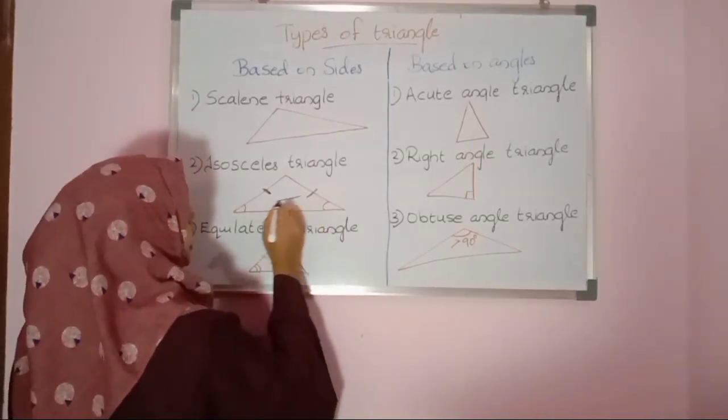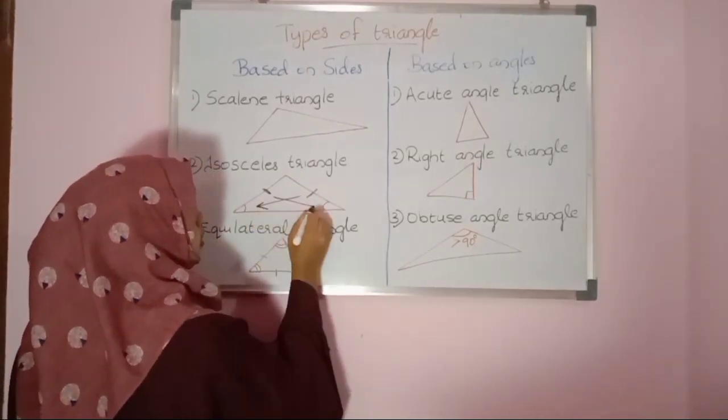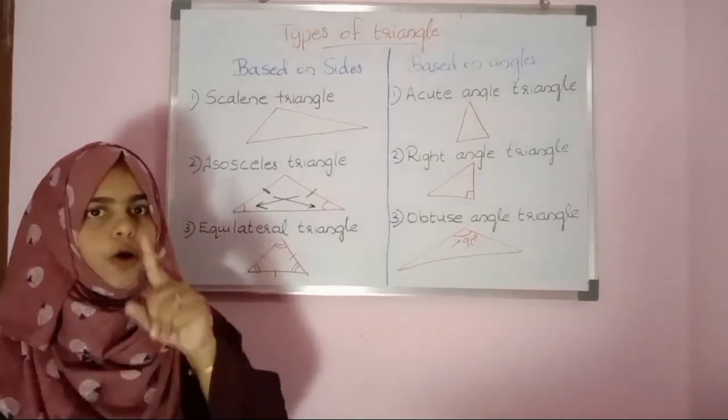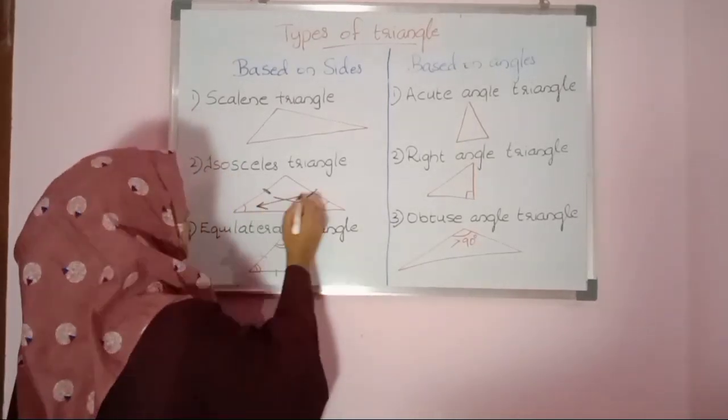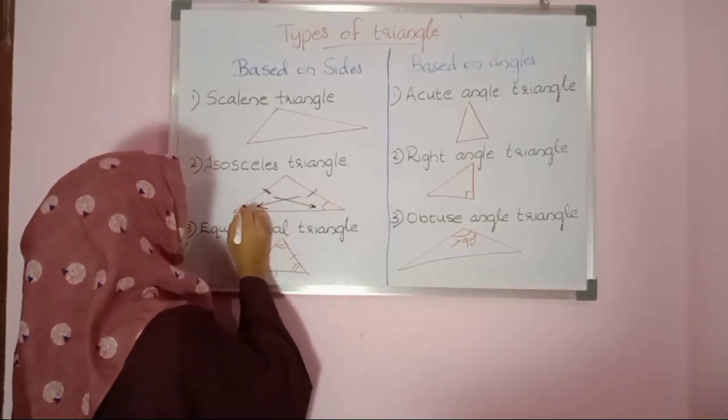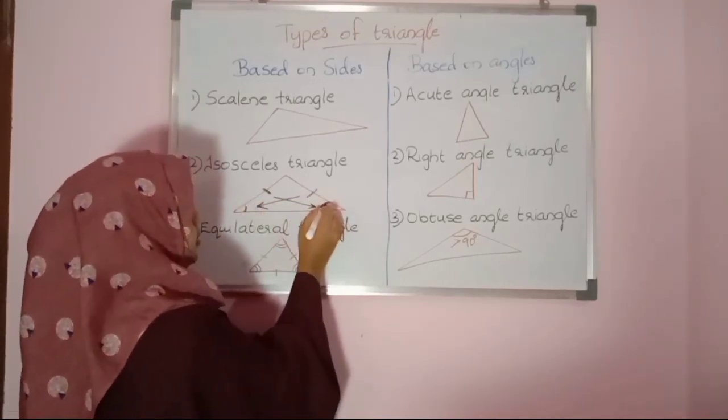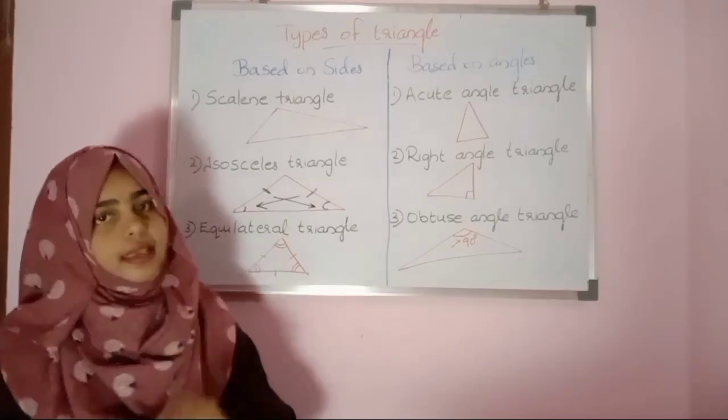And also the angle opposite to equal sides will also be equal. So this is the angle opposite to this side. So this angle and this angle will be equal.